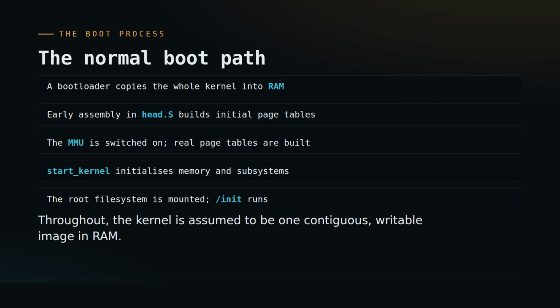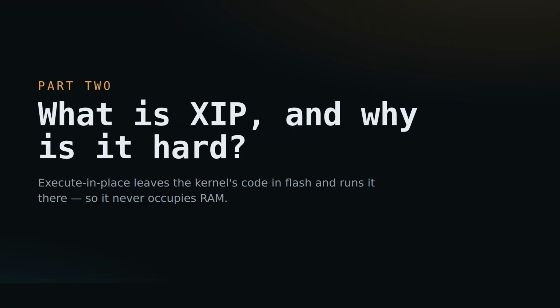Then it runs the first user space process. That process is called init. Throughout all of this, the kernel is assumed to be one contiguous writable image in RAM. Execute in place breaks that assumption. The idea is simple. Leave the kernel's code in flash and run it directly. It never occupies RAM at all.